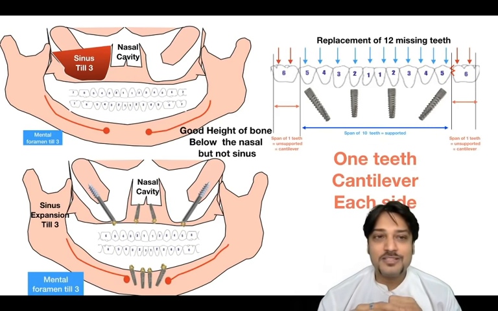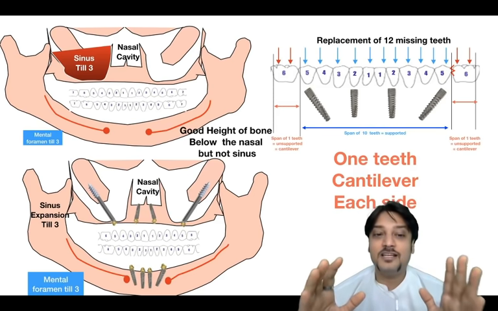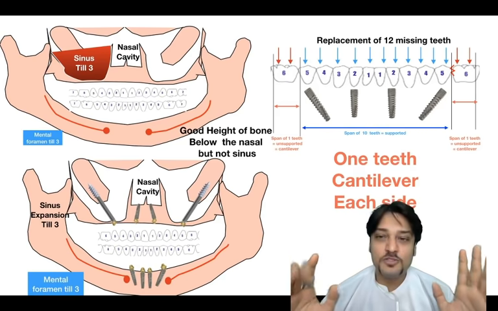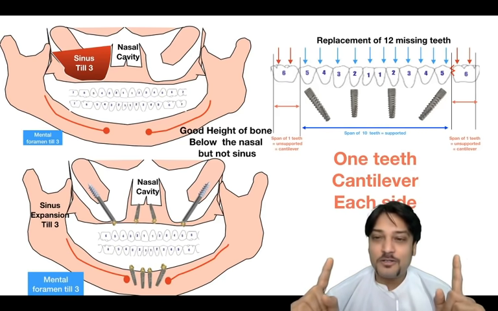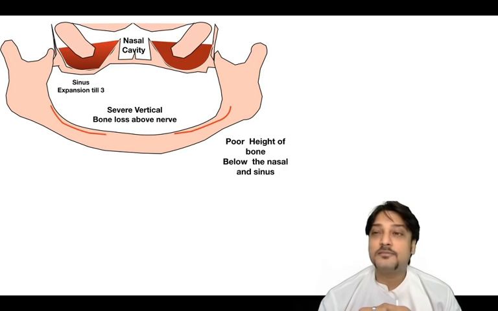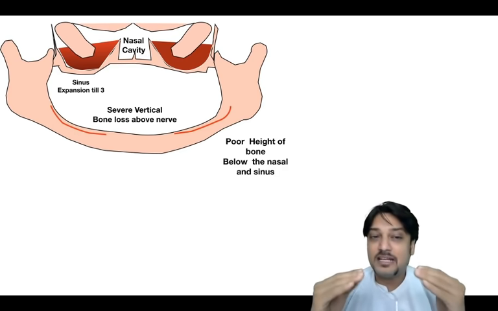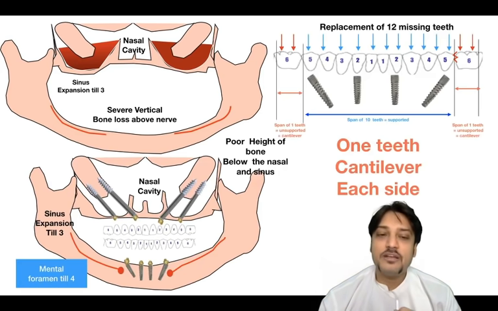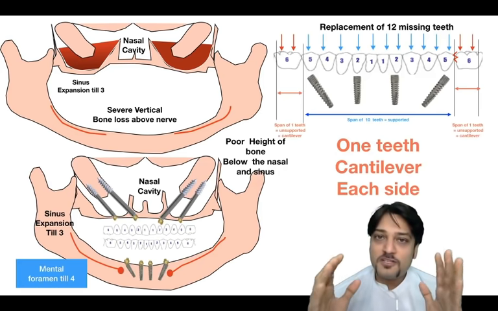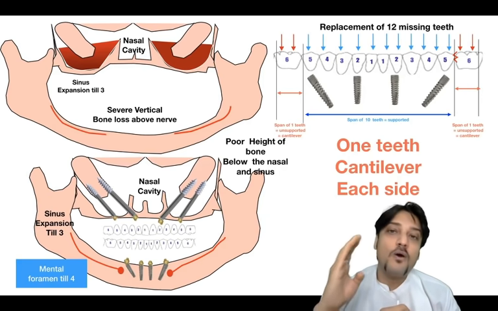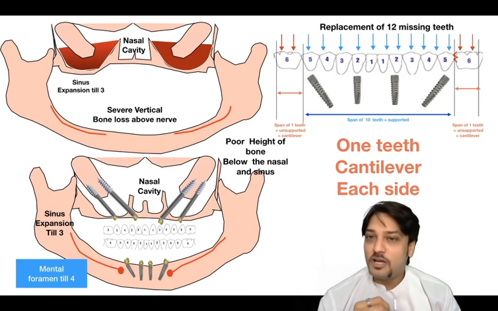So if you see, the sinus is expanded till 3, still we are in a situation to give a good 6 to 6, that is 12 teeth occlusion and cantilever, but one tooth. Well, the scenario when the height is very bad, below the nasal cavity and below the sinus cavity, and total vertical bone loss, in that scenario definitely we have no option left other than 4 zygomatic implants, and still we will be in a situation to give one tooth cantilever if you are going with the all on 4 concept. I hope you got this concept.